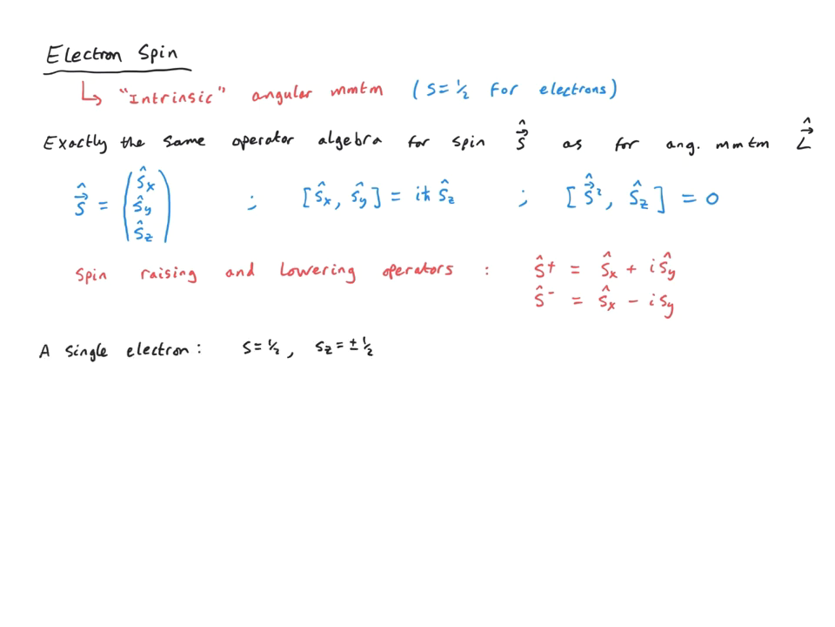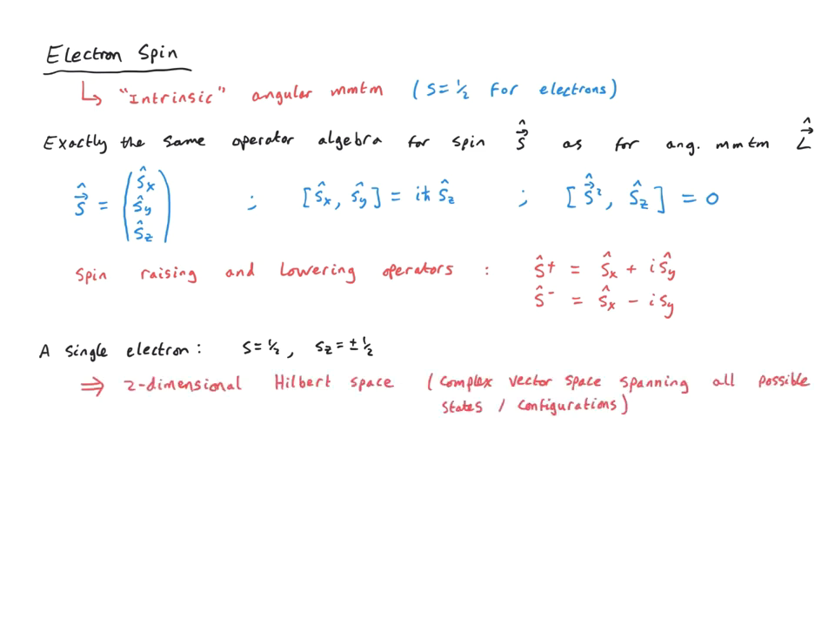If we consider a single electron, S equals a half, and Sz plus or minus a half, then we have a two-dimensional Hilbert space. This is the full state space spanning all possible configurations. Since we showed that we can label our states according to S and Sz, here I'm writing down two Dirac kets, both of them S equals a half, but one of them is Sz plus a half, the other is Sz minus a half. This is actually the complete vector space for this problem, because we only have two states.